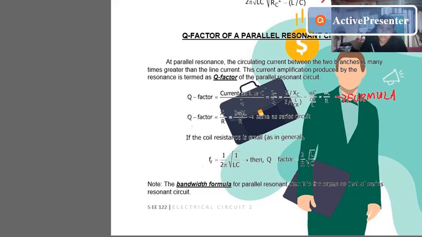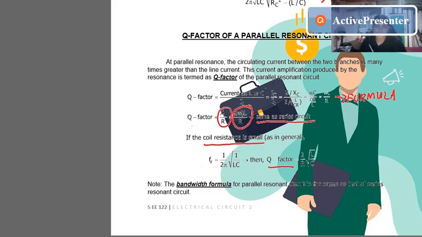So, Q factor, XL over R, 2 pi FRL divided by R. Same sa series circuit if kaniang atuang given sa atuang problem. If the coil resistance is small, so if gamay daw ang coil resistance, so pwede ta gamit 1 over 2 pi square root of 1 over LC. Then Q factor will be 1 over R square root of L over C.